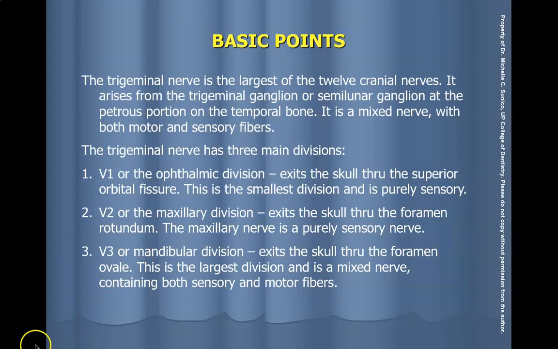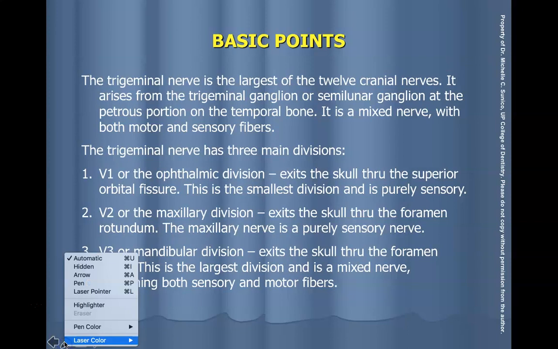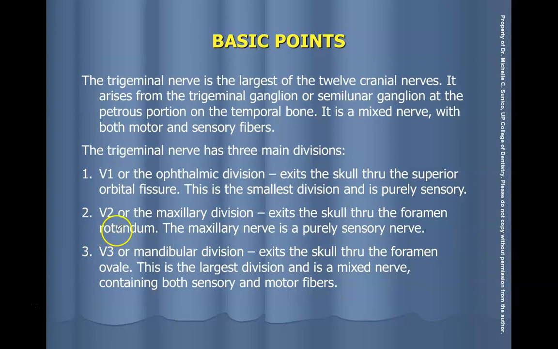The V1, or the ophthalmic division, exits the skull through the superior orbital fissure found at the orbital bones. This is the smallest division, and it is purely sensory. By being sensory, we mean it only perceives sensations.